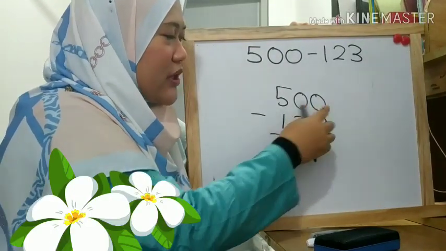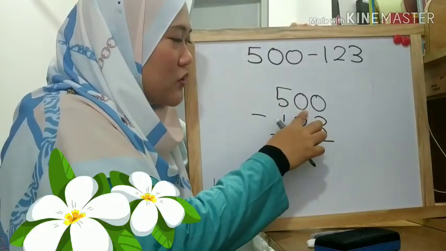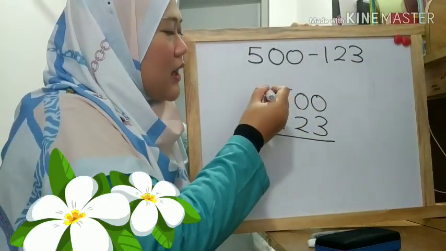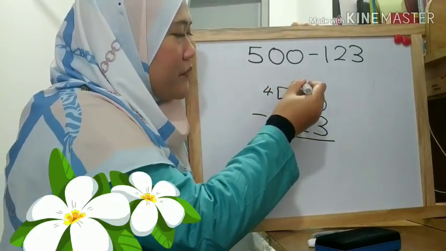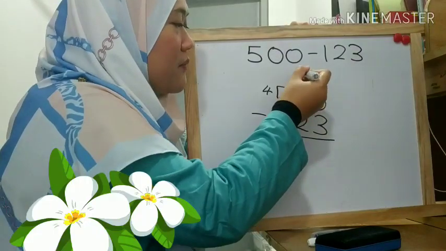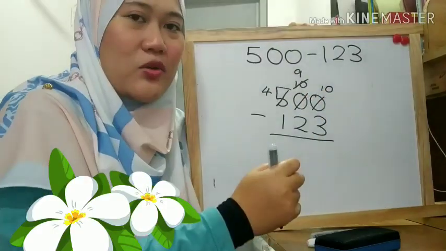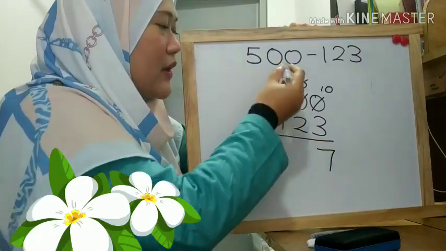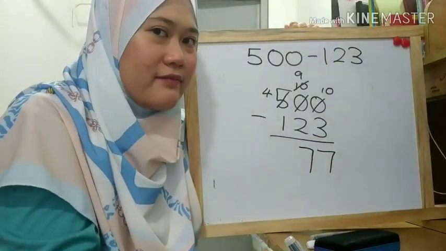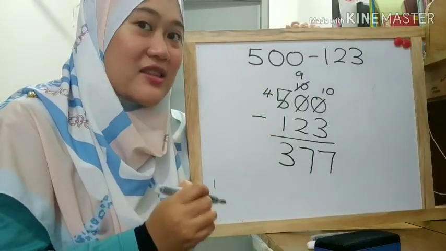Okay, so to make sure that this part can take 10 from here, this one needs to borrow from this one first. So 0 borrows from number 5 here. So 5 becomes, don't forget to cross, 5 becomes 4. And then this one becomes 10. Then this part can already borrow from here. Borrow from here, this one becomes 9, this one becomes 10, okay? So 10 minus 3 will be, yes, correct, 7. 9 minus 2 will be, yes, correct, 7. How about this one? 4 minus 1? Yes, 4 minus 1 is 3. So the answer is 377.